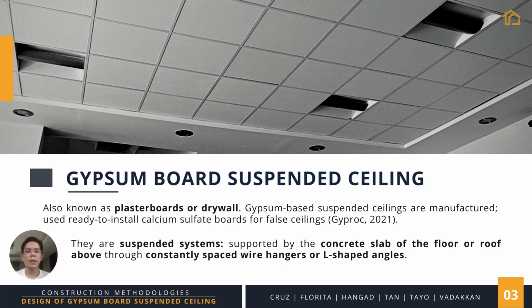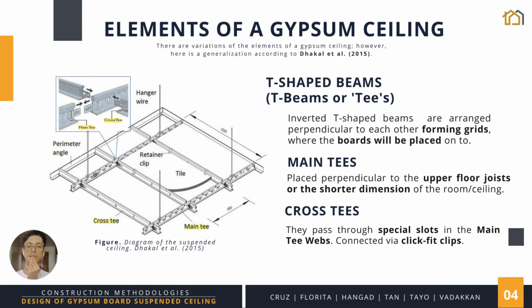According to Gyprock Malaysia, gypsum ceilings are basically plaster boards or drywall which are manufactured and use ready-to-install calcium sulfate boards for false ceilings. They are typically supported by the above concrete slab or the roofing system. Elements of a gypsum board ceiling.